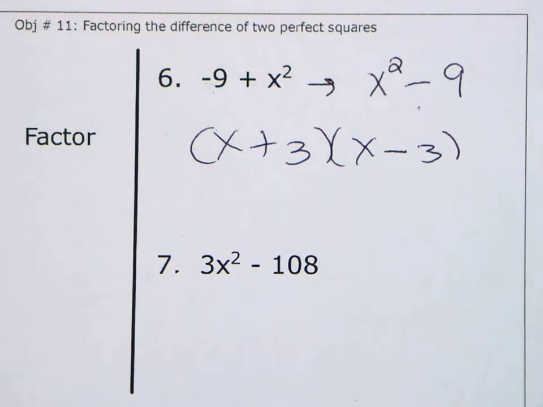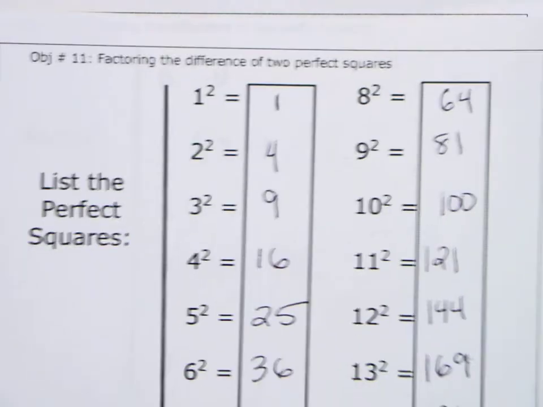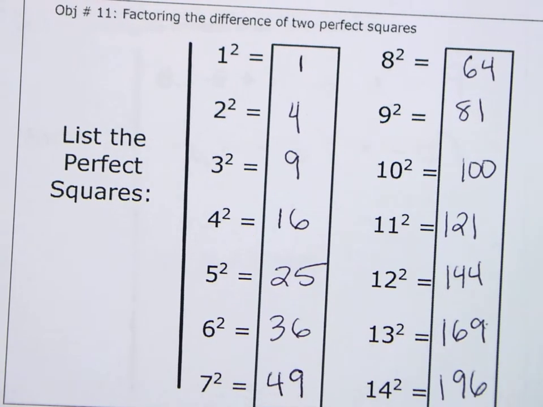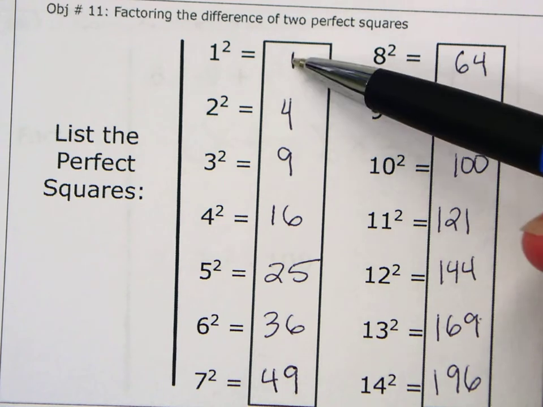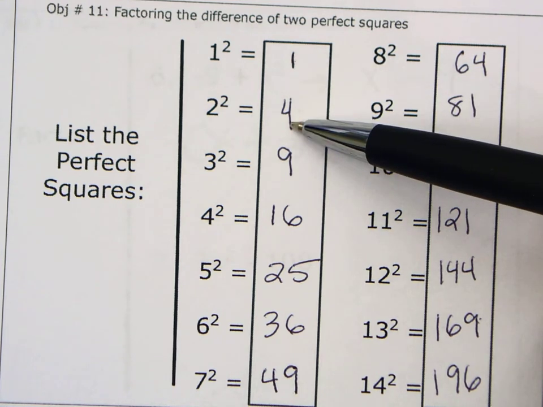All right, number 7. This one's a little tricky. What do you notice about this one that's different? First off, is 3 a perfect square? Is there a number times itself that's 3? Look back to your chart. Do you see 3 in the box anywhere? It goes 1 and then 4. 3 is not a perfect square.